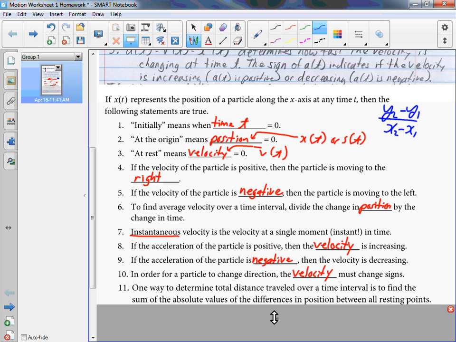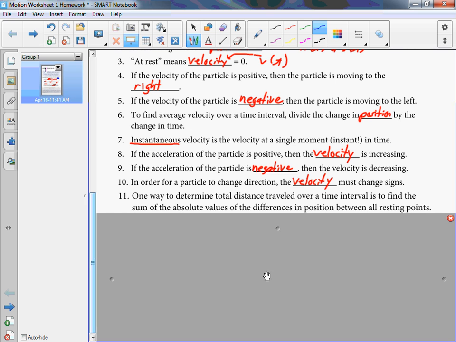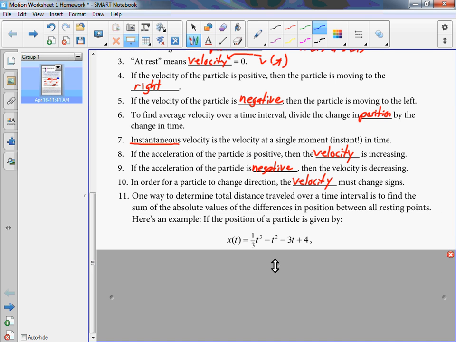And number 11. One way to determine total distance traveled over a time interval is to find the sum of the absolute values of the differences in position between all resting points. Now let's stop and think about that for a minute. If you've got a particle, there's the x-axis, and it starts here, and it moves here, and then here, and then here, and then when you stop, it's right back where it started.